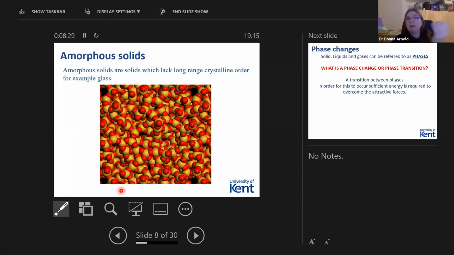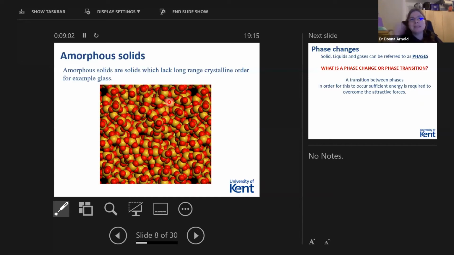Solids don't have to be crystalline. Most solids are, or have long range order. What we can also have is situations where we don't have long range order. If I look in this little region here, I can see that my silicon, in gold, and my reds are my oxygen. You can see there's quite an ordered array here. But if I look wider out, you can see that that order dissipates. And we call these things amorphous solids.